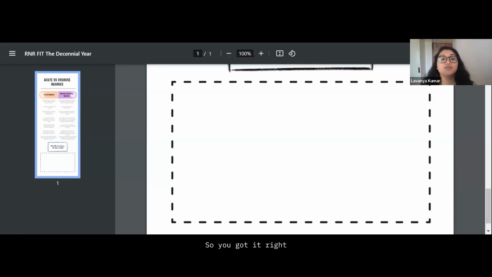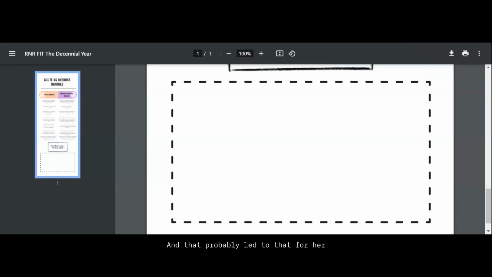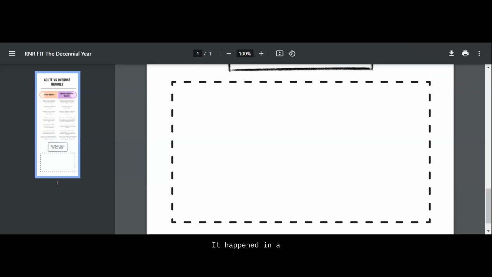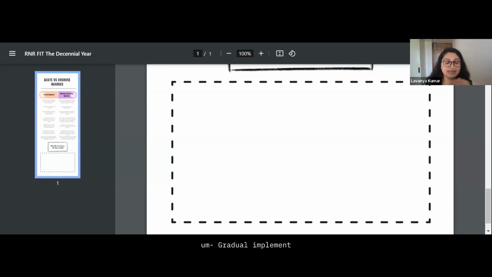Correct, you've heard it right, because it's most likely the change in the intensity of the work, and the muscles were not able to take that at the moment. That probably led to it for her. It could be one of the reasons only, or it could be bad technique. It could be any of this, but it didn't happen immediately. It happened in a gradual manner, in increments. Exactly. Very good. So that is your chronic injury.